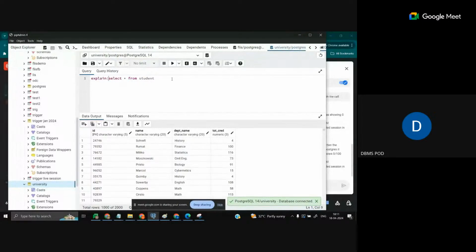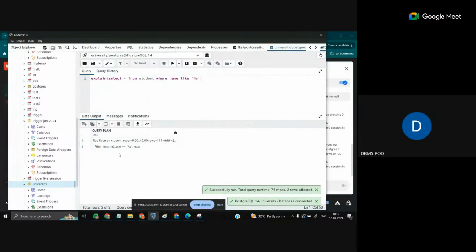Then if you write in single, it will give that. Suppose you want to know where name like percentage a, something like that. So if you see, first you can filter the name, whatever its content, like at the end of it should be n, and then a sequential scan on the students.